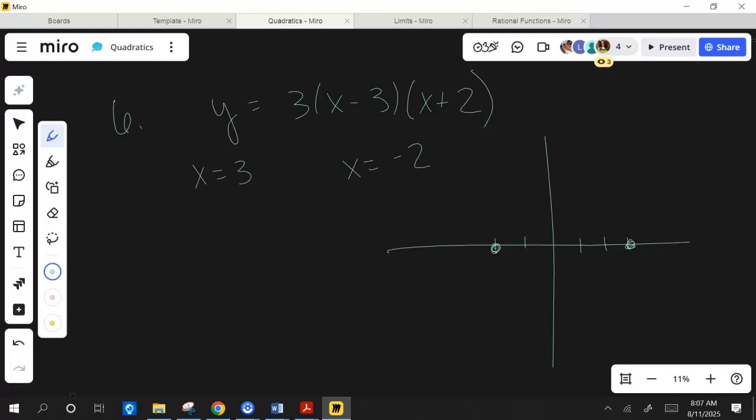Now what do I need? The vertex, the axis of symmetry, right? So to find that axis of symmetry, what am I going to do? Average the two x's, right? So for my vertex, I'm first going to find the x. So I do 3 plus negative 2 divided by 2, which is 1/2. So that means my axis of symmetry is about right there. How do I find the corresponding y part?